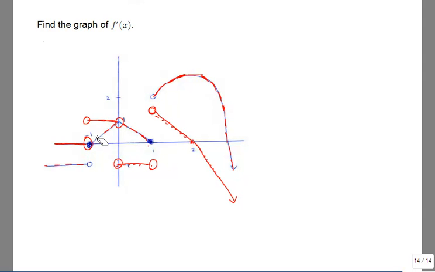So let me clear out some of my little marks here so that you can see what we have more clearly. So this graph in red is the graph of my derivative function. And every place that I have an open circle means the derivative does not exist there.